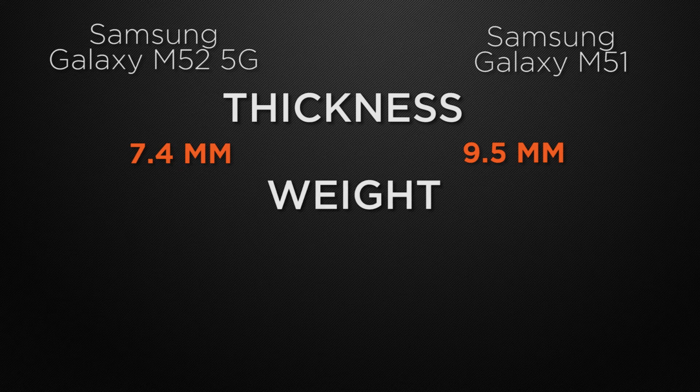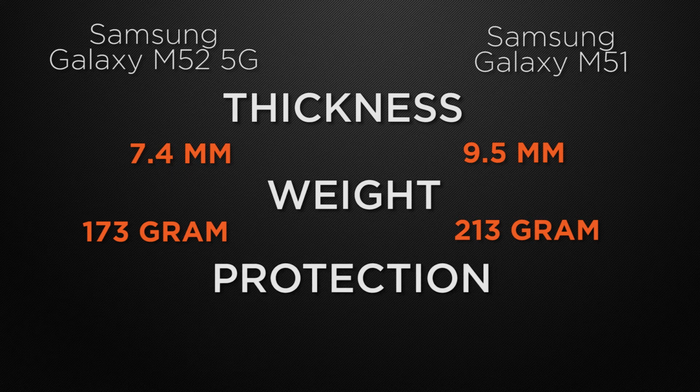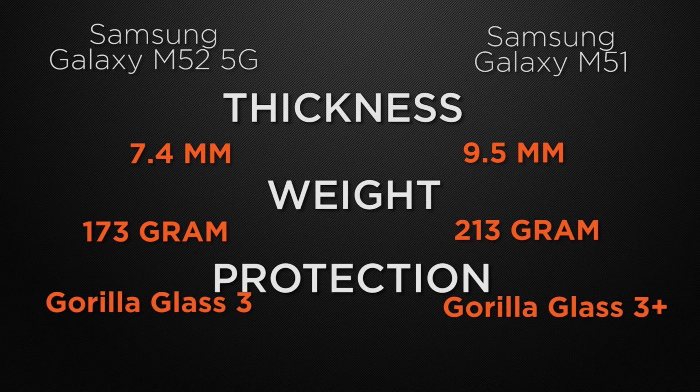Talking about the weight of the devices, M52 comes with 173 grams of weight, whereas M51 has 213 grams of weight. So the winner here is M52 because it has a lighter body weight. And about the protective glass of the devices, M52 has Gorilla Glass 3, whereas M51 has Gorilla Glass 3 Plus. So the winner here is M51 because it has a newer generation of glass.